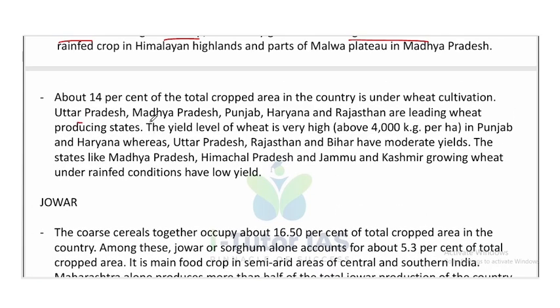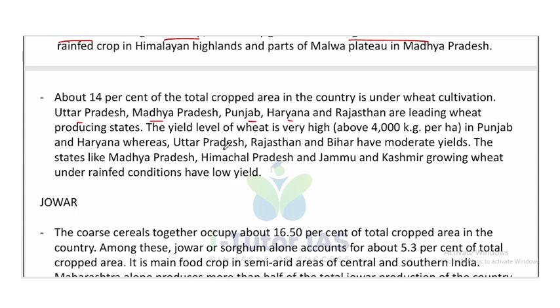Uttar Pradesh, Madhya Pradesh, Punjab, Haryana and Rajasthan are leading wheat producer states. The yield level of the wheat is very high, about 4,000 kg per hectare in Punjab and Haryana, whereas Uttar Pradesh, Rajasthan and Bihar have moderate yield. The states like Madhya Pradesh, Himachal Pradesh and Jammu and Kashmir growing wheat under rain-fed conditions have low yield.